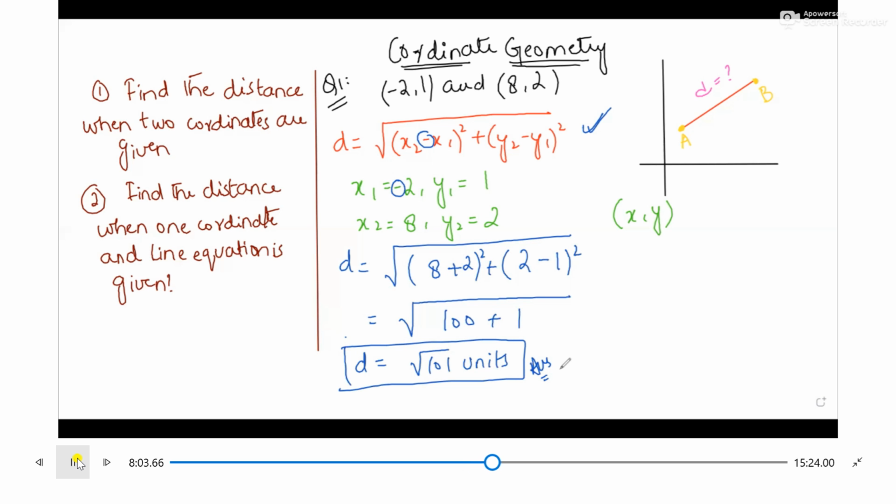So I think the question is quite clear: if you have been provided with the two coordinates and you are asked to find out the distance or the length between the two coordinates, how can you simplify it and solve the question to find out the value of d, or the length of the line. Moving on towards our second task, which is how to find out the distance when one coordinate and the other one is the line equation which is provided to you.